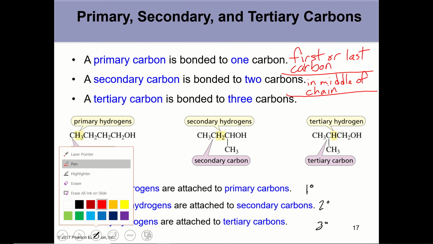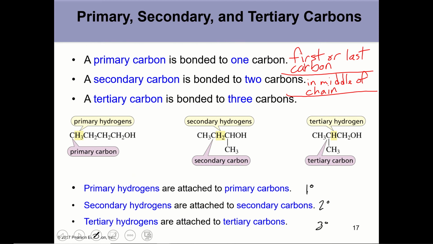We can go through this entire slide and we can put a yellow square around all of the primary carbons in all three of the molecules. And those are all carbons that have only one other bond to carbon. Then we can go through in blue and put a blue square around all of these secondary carbons. And these are all the carbons that have two bonds to carbon.